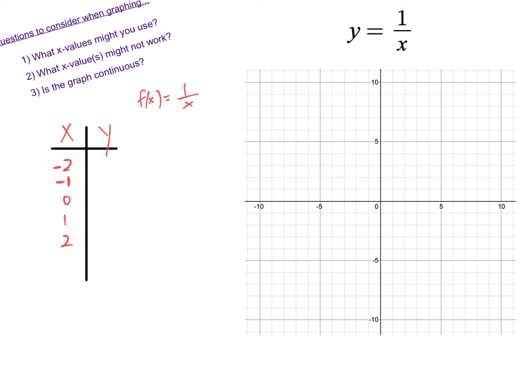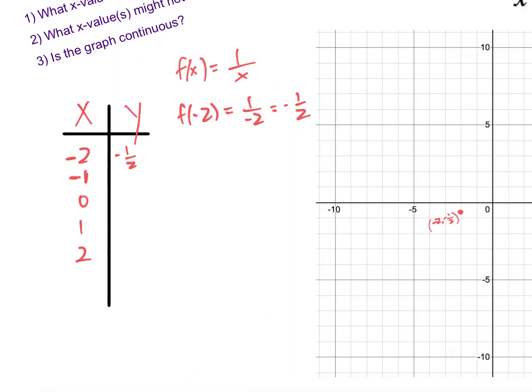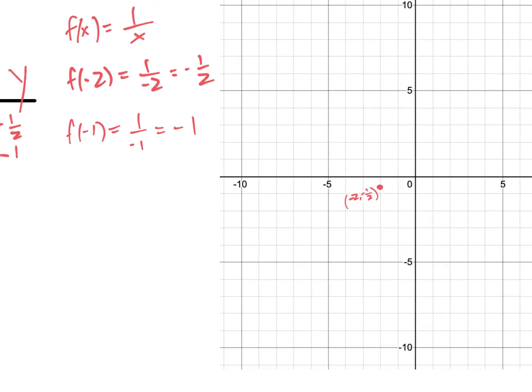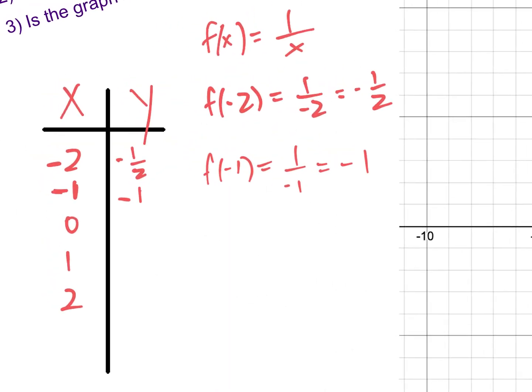So let's evaluate f(-2) first. f(-2) is 1 over -2, so it's just -1/2. So now on my graph, I'm going to graph -2, left 2, and then down 1/2, which is about right there. Next up, I'm going to evaluate f(-1). So f(-1) is 1 over -1, which is just -1. And then just like I did with f(-2), I'm going to graph that point. So I'm going to go left 1, down 1. There's my new point.